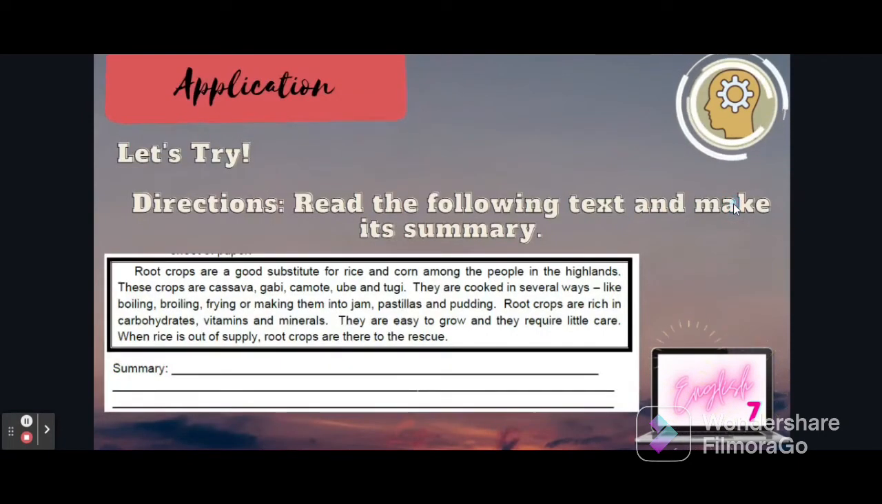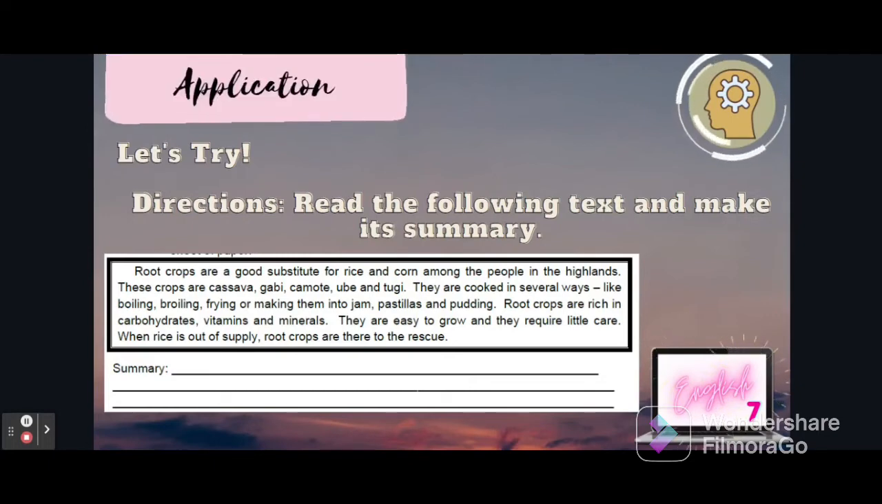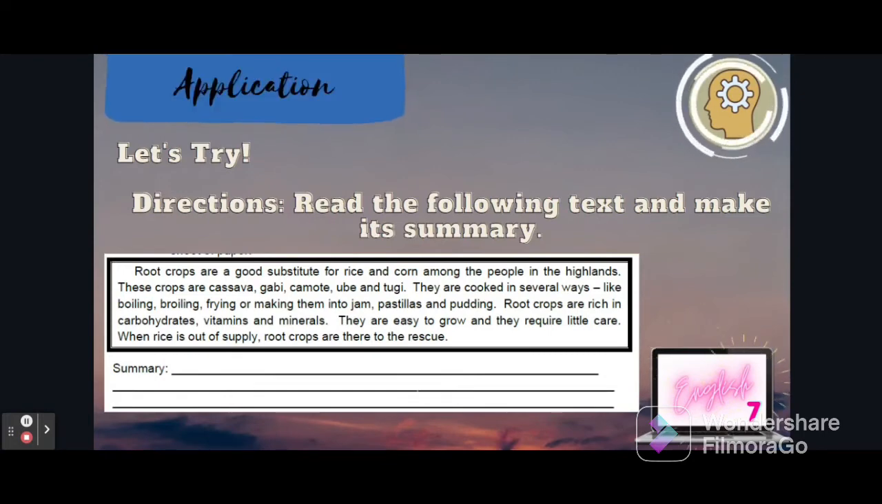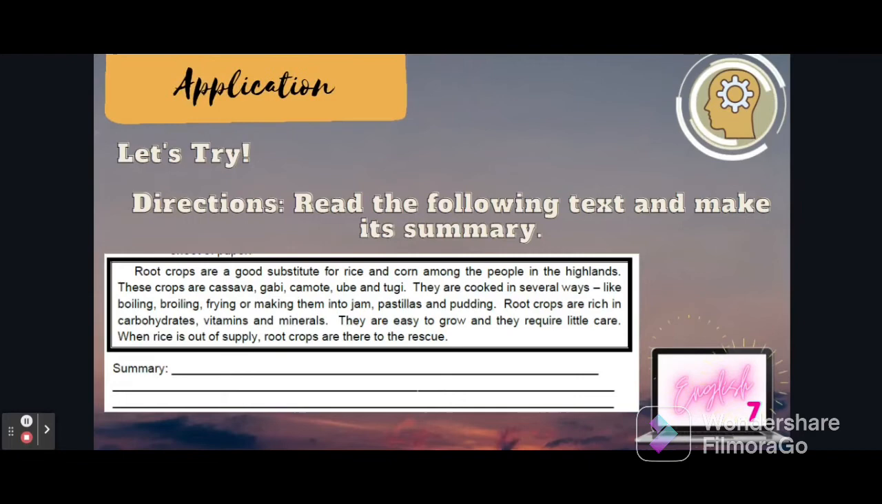Let's try. Directions: Read the following text and make its summary. Root crops are a good substitute for rice and corn among the people in the highlands. These crops are cassava, gabi, kamote, ubi, and tugi. They are cooked in several ways, like boiling, broiling, frying, or making them into jam, pastillas, and pudding.